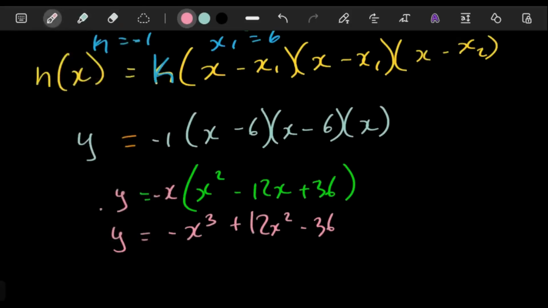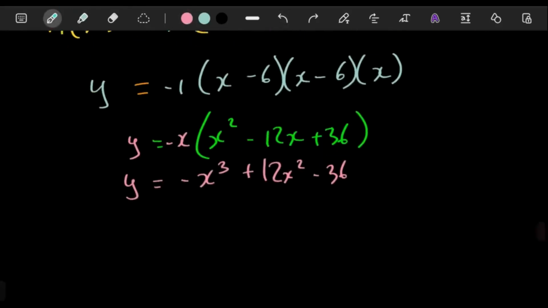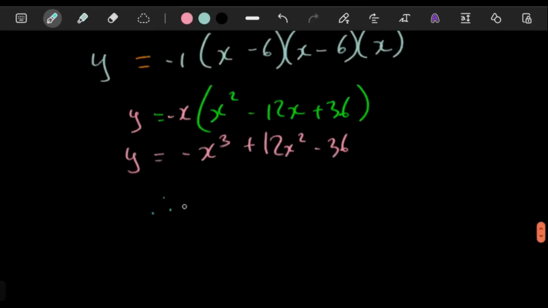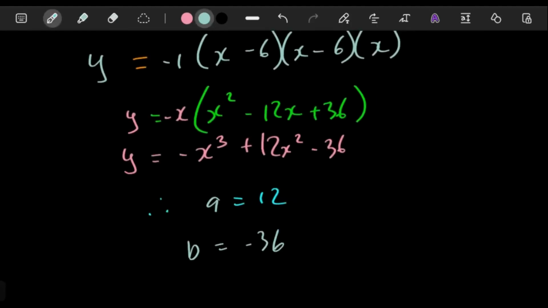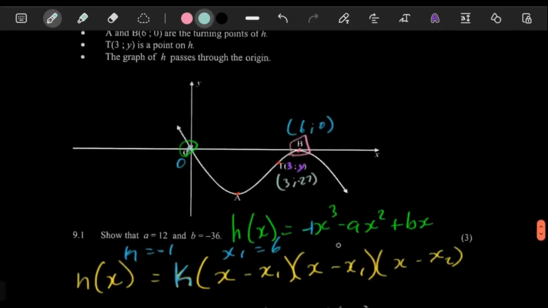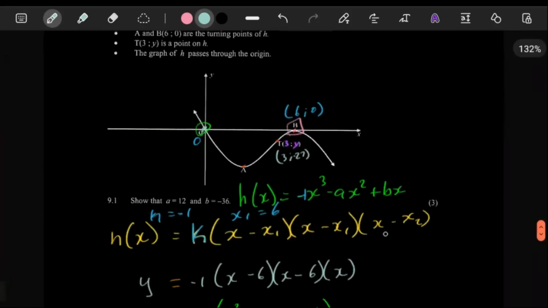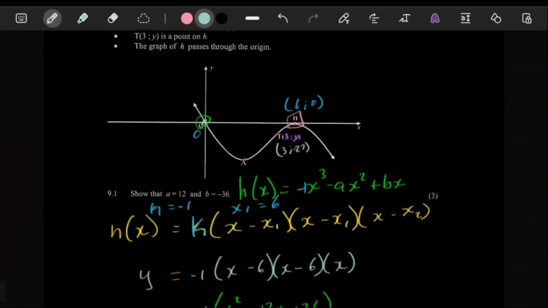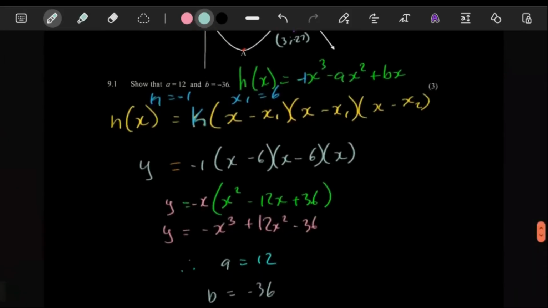So with that being said, we just need to be careful. So now we can see, therefore, b is equal to 12. I mean, a is equal to 12. We can see it clearly. And then b is equal to -36. As you can see, this is a, this is b, which is what we can see from the beginning here, a and b. Now you see, this is where your knowledge gives you your marks out of the 3. So that's that for this 3-mark question.